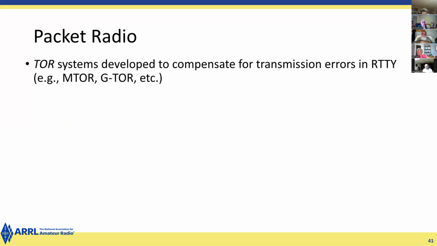All right, one more. These systems that end in Tor are developed to compensate for transmission errors in radio teletype. In other words, it adds error correction to something that's like radio teletype. And packet radio is used almost exclusively on UHF bands. In fact, not on 6 or 2 meters, but higher than that because of the bandwidths that they occupy.